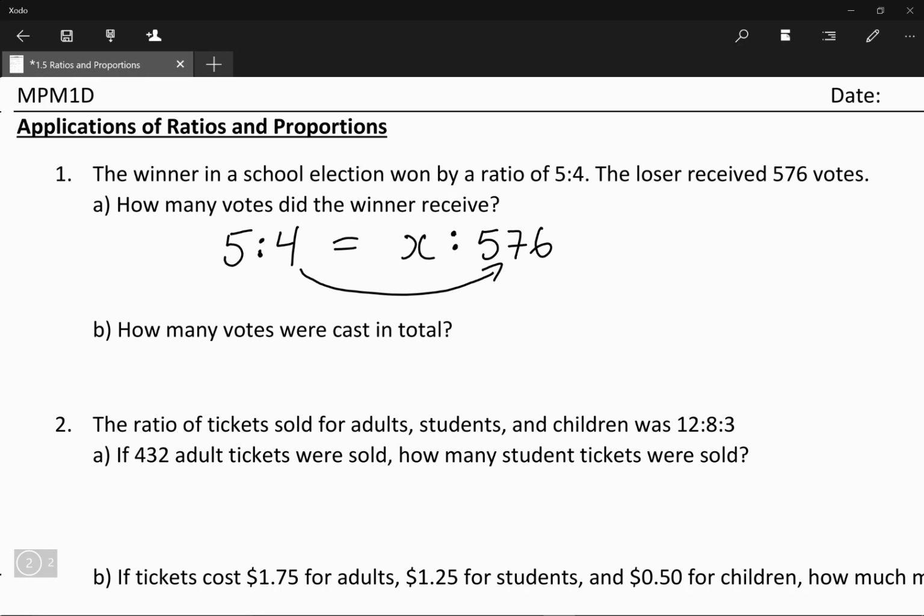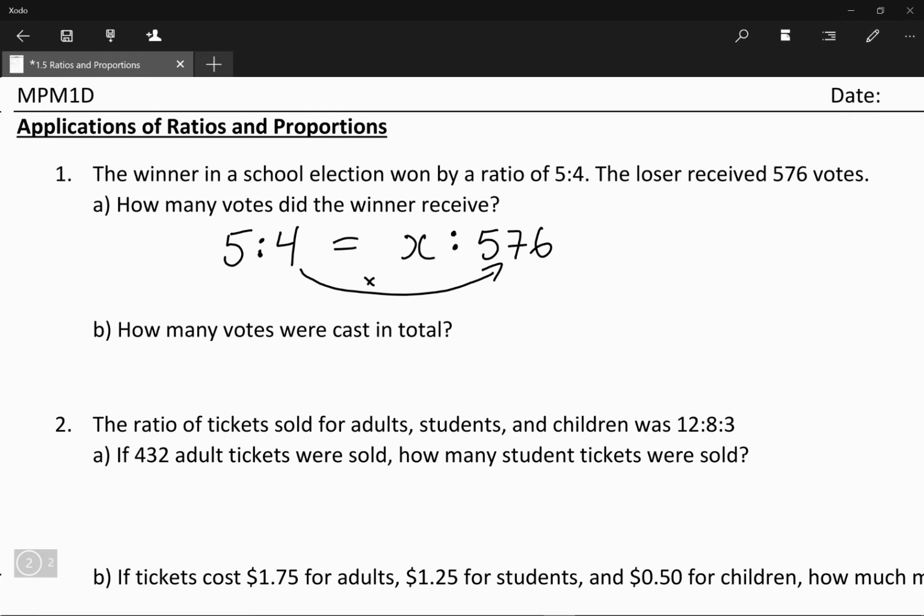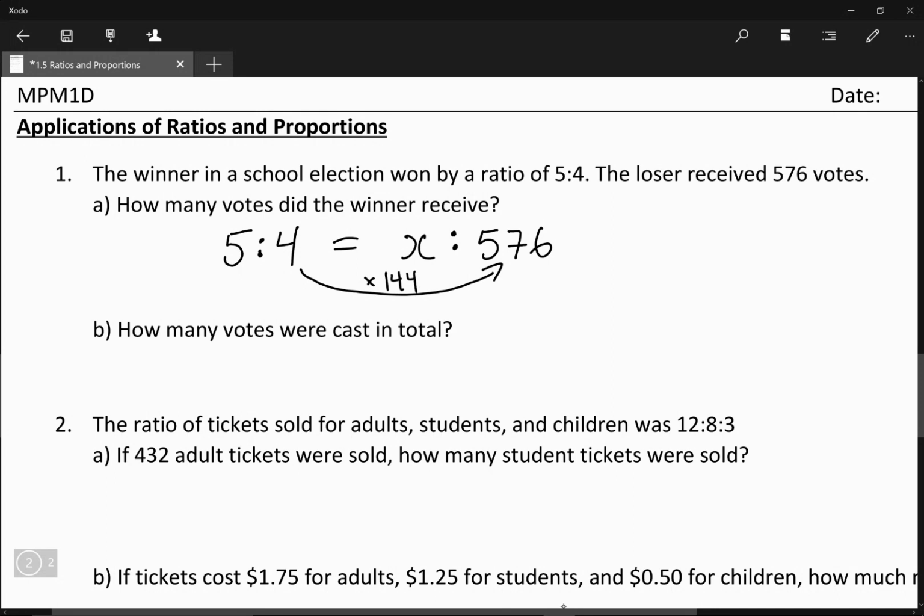144. And if I took 144 and multiplied by 5, I will get 720. So 4 times 144 gives me 576. So that means 5 times 144 gives me x. So x is equal to 5 times 144, which is equal to 720.